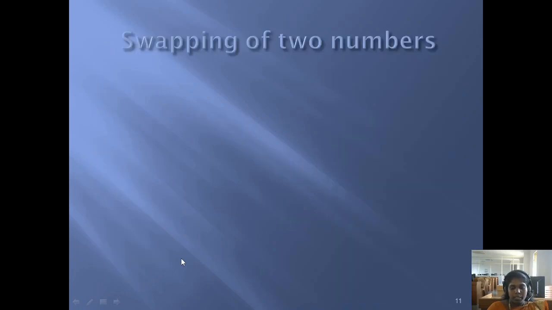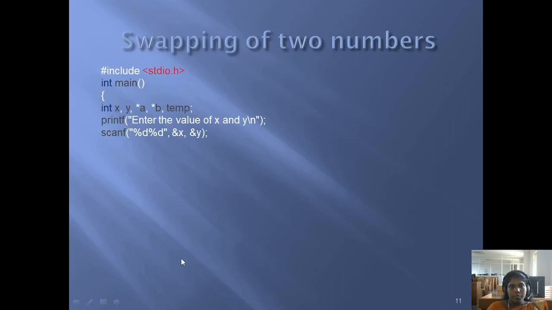We can see one more example program, swapping of two numbers. We have included the header file, then the main function. We are going to swap two numbers using pointers. So we have two variables x and y, and we are using two pointers, and to exchange the values we are using a temporary variable also. We are getting the x and y values from the user. Next we are displaying the values before the swapping operation.